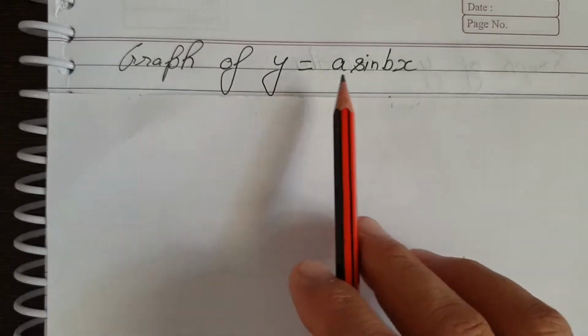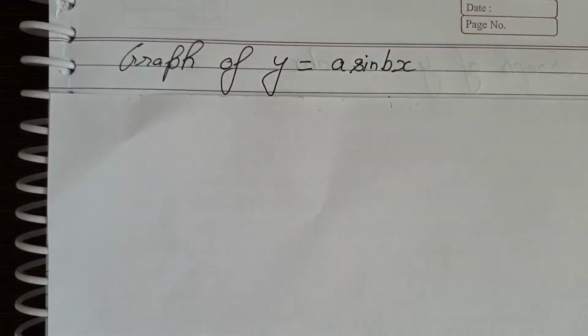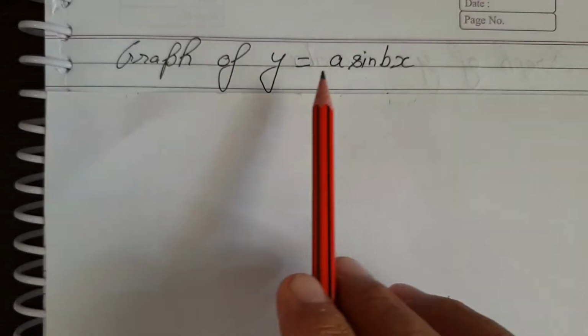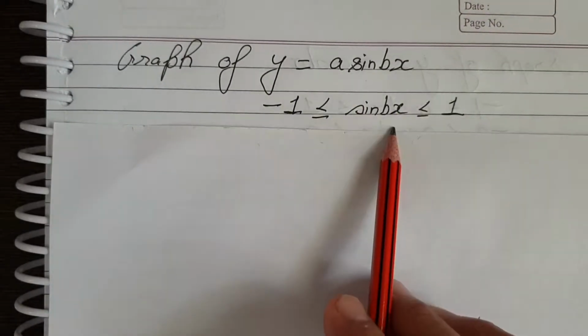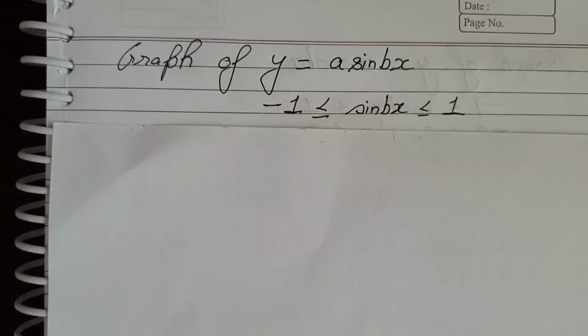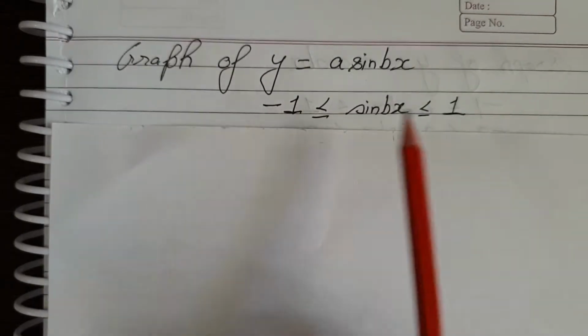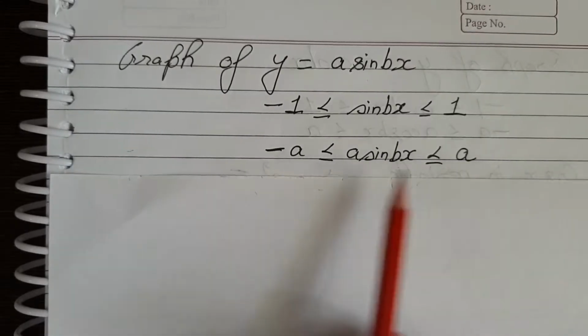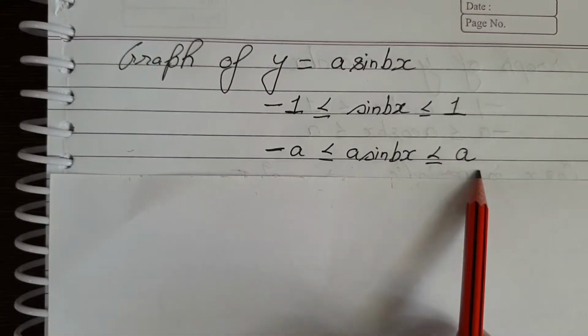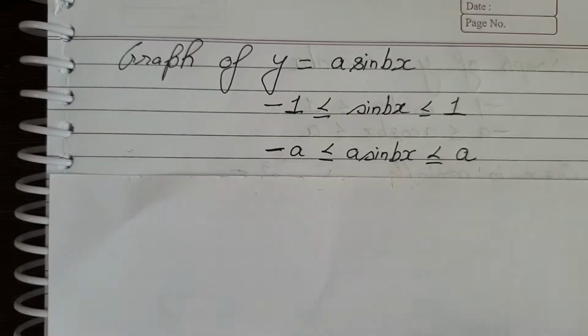Graph of y equals a sine bx. Now suppose the sine graph is of this form, a sine bx. We know from the graph, as we have studied, that the range of sine bx is from minus 1 to 1. So if you multiply by a on both sides, the range of a sine bx is from minus a to a.